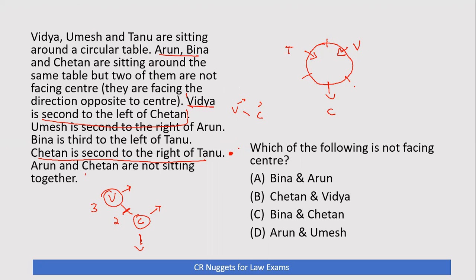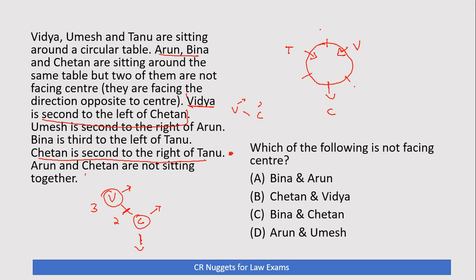All right. Now, what else? Umesh is second to the right of Arun. I don't know where Arun is, but I will fix it. Beena is third to the left of Tanu. So Tanu is here, third to the left.